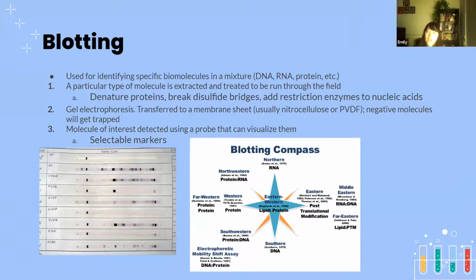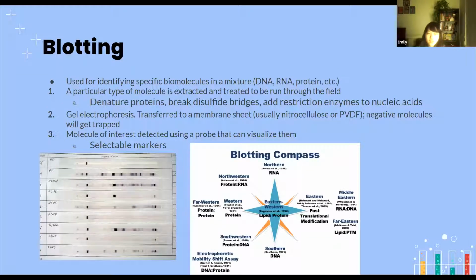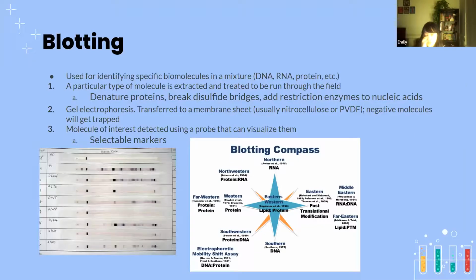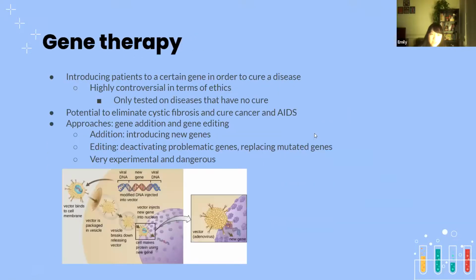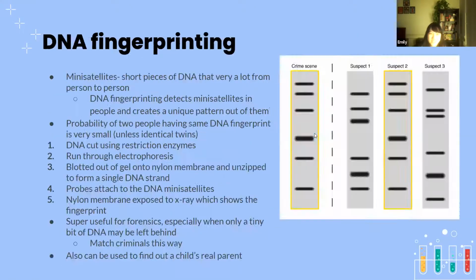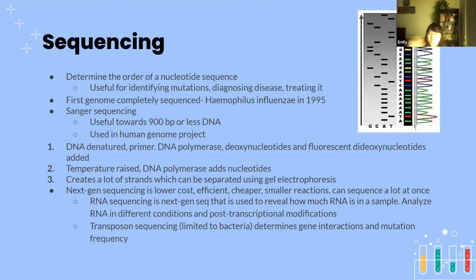There are many different kinds of blotting. Northern blotting deals with RNA. Eastern blotting deals with something that's completely different from the other kinds. Western blotting deals with proteins, and Southern blotting deals with DNA. There's a lot of different kinds of blotting, and they're all named after directions for some reason. But let me see how many slides we have left. Oh, geez. Okay, we have a lot of slides left. I'm just going to speed run through them.